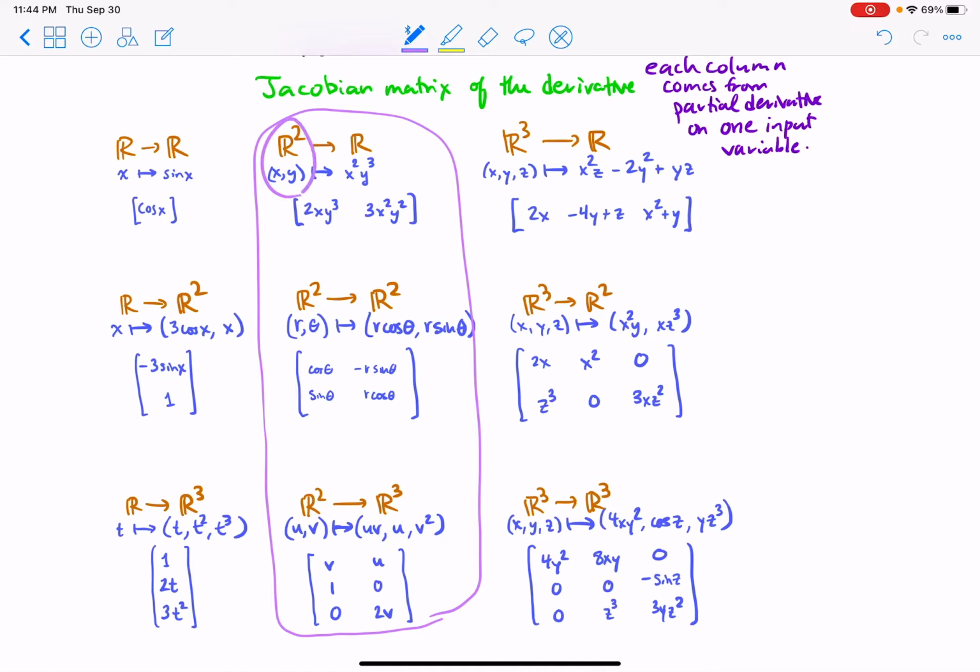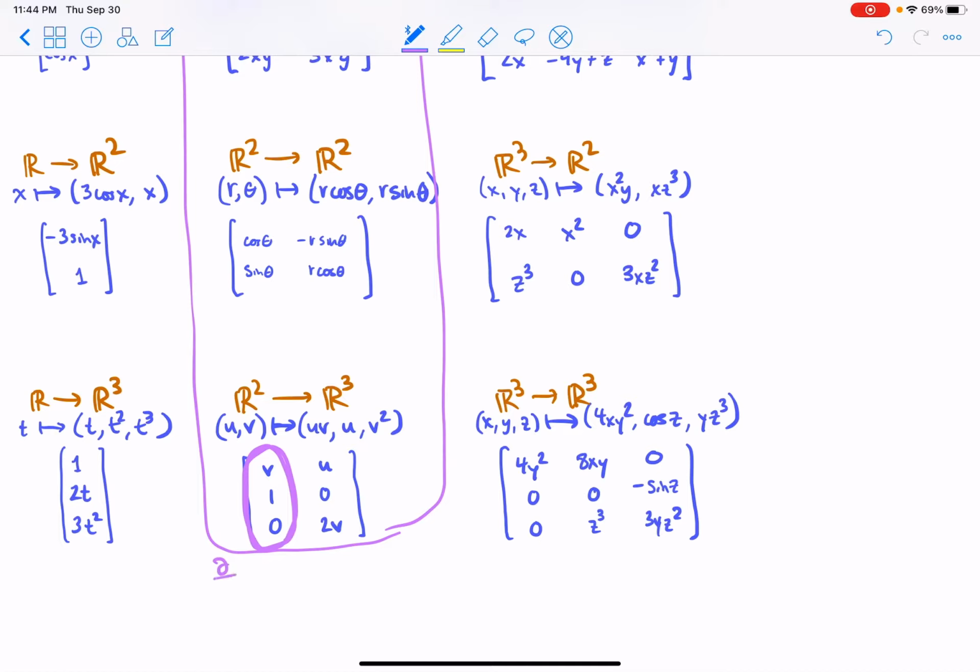Their inputs are 2-dimensional. So these are 3 different maps with 2-dimensional inputs. And can you see how taking the derivative, let's look at this one first. The derivative with respect to u gives that column. Pause and think about it. Taking partial u gives me that column. Taking partial v gives me this second column.